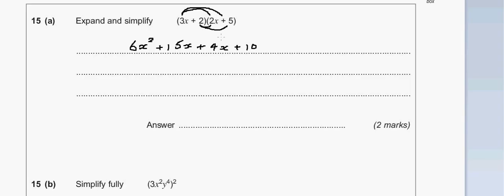So we've expanded the brackets. Okay, all we need to do now is simplify, so we just need to join these two together. So we get 6x squared plus 19x plus 10. So that's our answer. Very easy, 2 marks there.